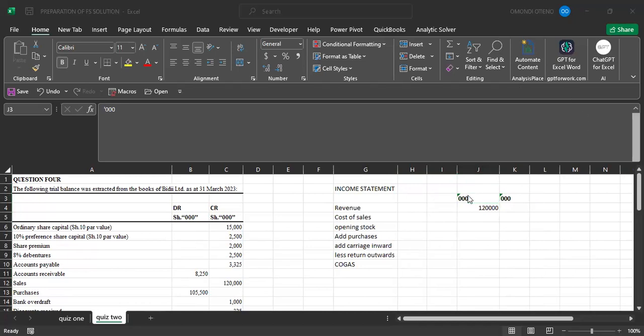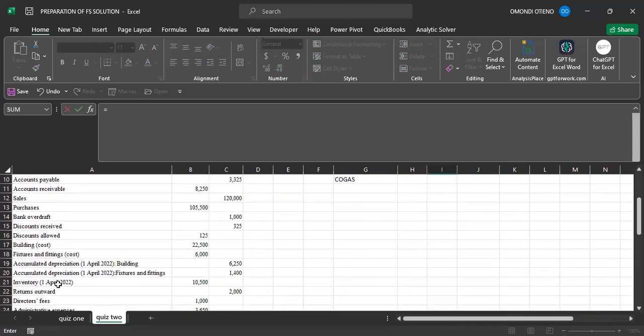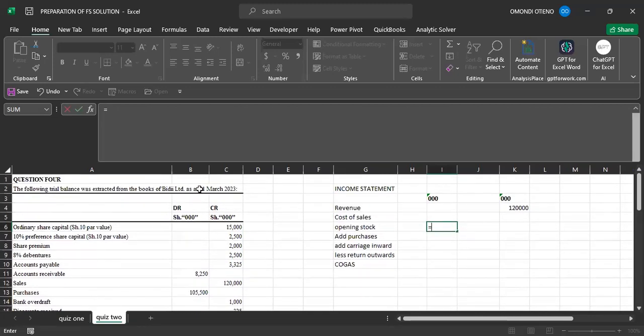Cost of goods available. Oh, this one's supposed to be here. Is it somewhere there? Good. So opening stock, were we having opening stock anywhere? Opening stock, we have been given inventory as at 1st of April 2022.